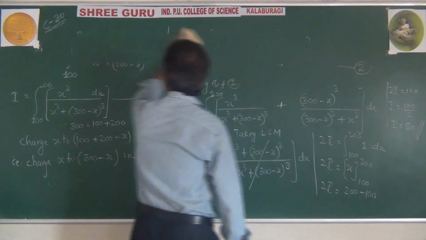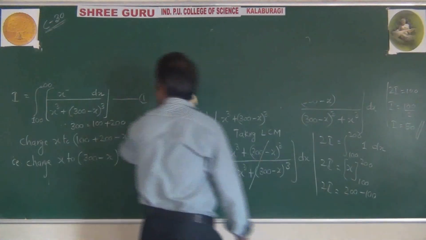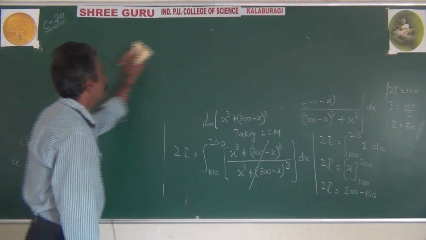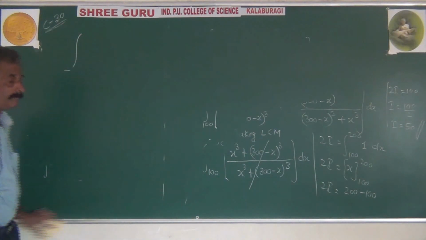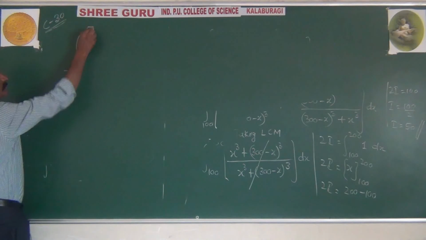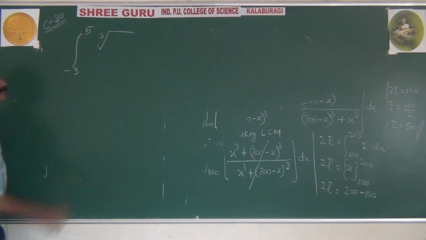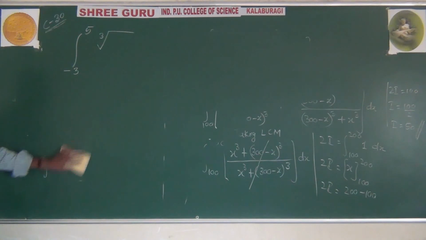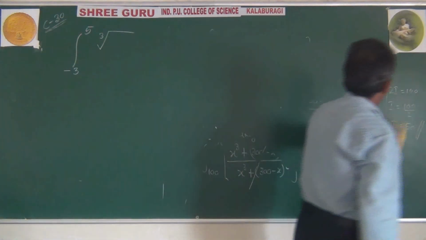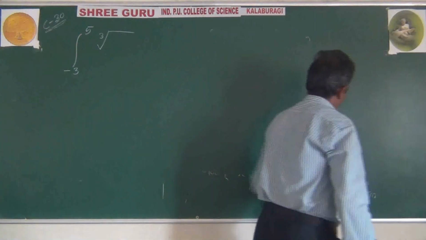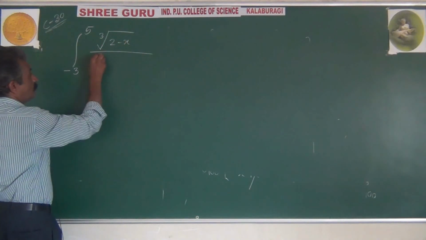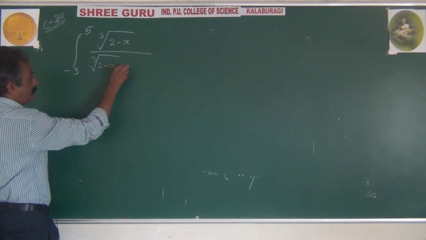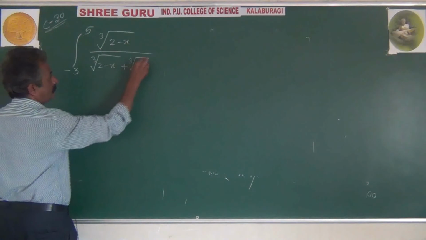Next problem. Evaluate integration minus 3 to 5 cube root of 2 minus x divided by cube root of 2 minus x plus cube root of x dx.